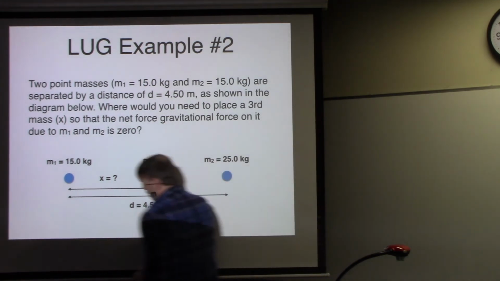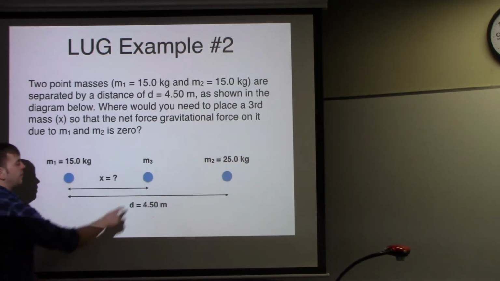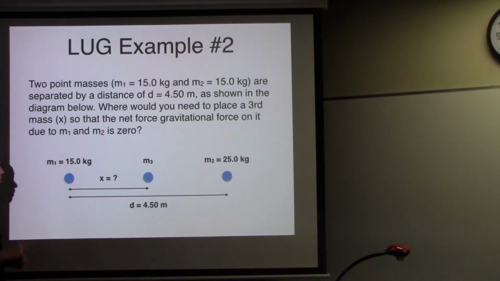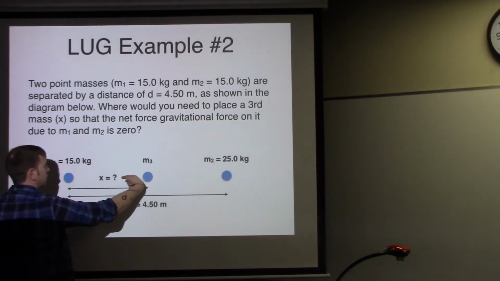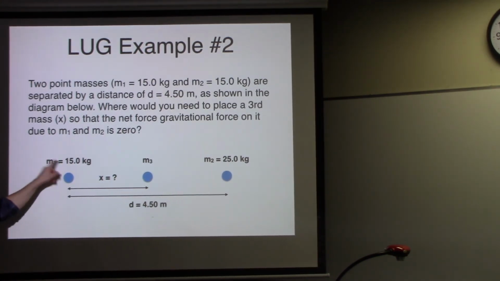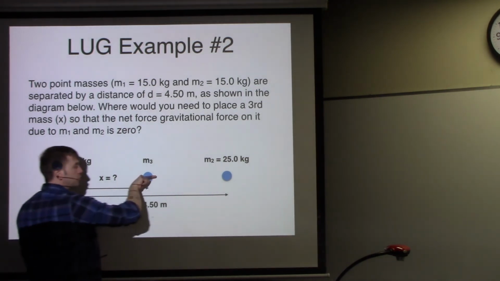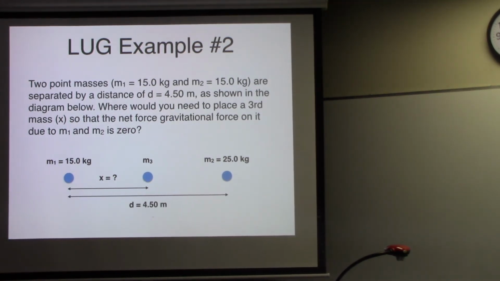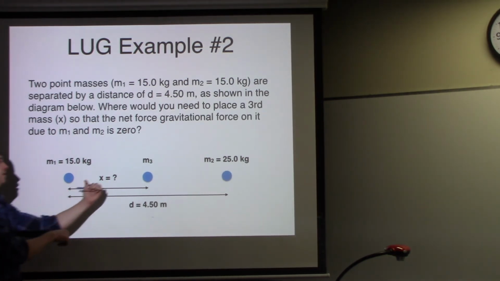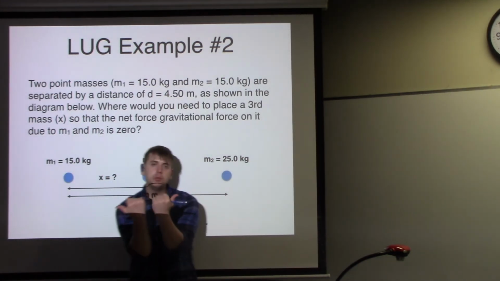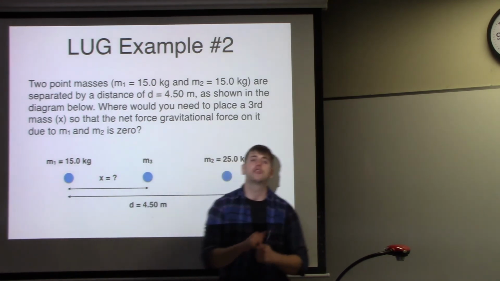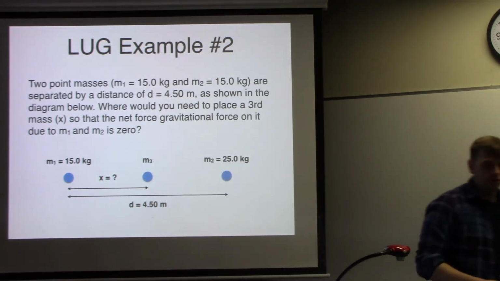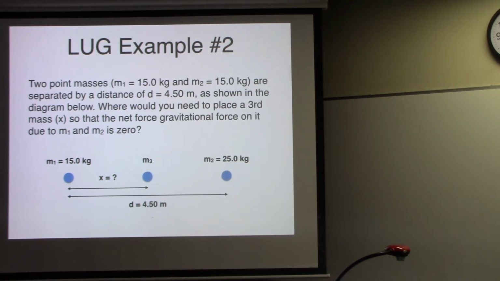Okay, so let's think about this kind of conceptually. If I have this mass here in the middle, well, it's going to be pulled to the left by mass number 1. It's going to be attracted to this one. And it's also going to be pulled to the right towards mass number 2. Okay, so it's going to be pulled in each direction. If it's being pulled equally hard in both directions, then there's 0 net force. So we're going to figure out where does it have to be placed so that there isn't any overall force.